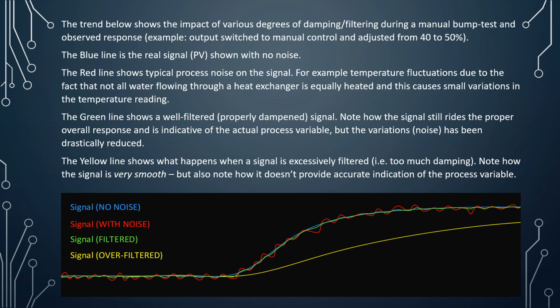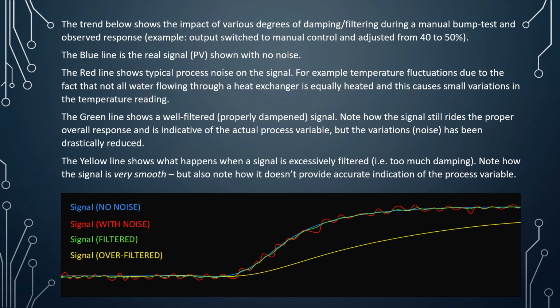So the blue line, if you can look through all the noise, you can see that blue line was the bump change. And that's a characteristic response of a lot of process control systems that are self-limiting. They'll come up and they'll gradually rise like that. So that blue line is very smooth. There's no noise there. That's the ideal. That's the real thing without noise.